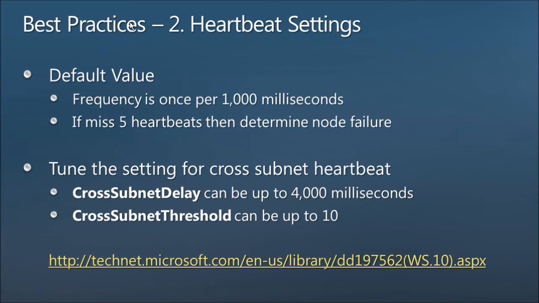So you can do the following things. Increase the cross subnet delay. This number can be up to 4 seconds. And also increase the cross subnet threshold. This can be 10 seconds. That way your Windows cluster will tolerate a longer time without receiving the remote cluster heartbeat.